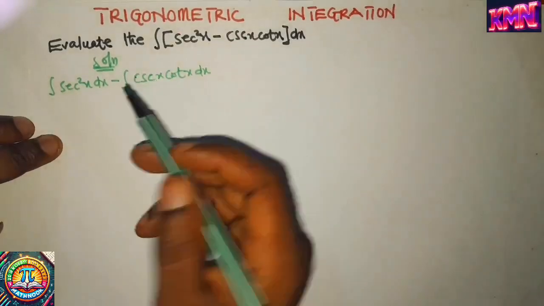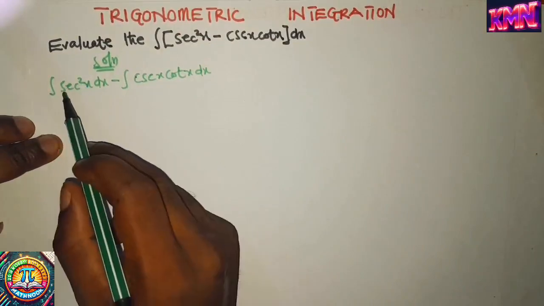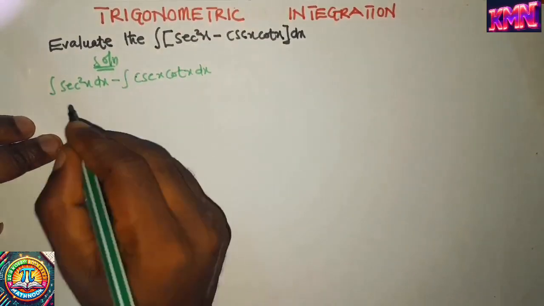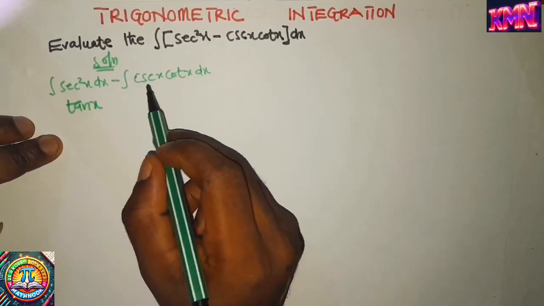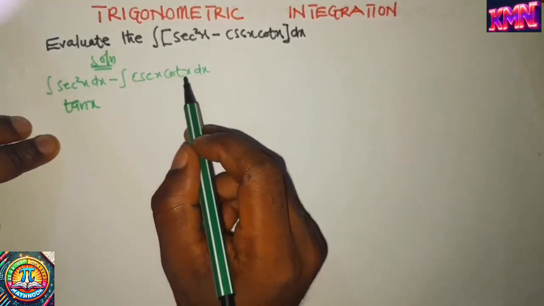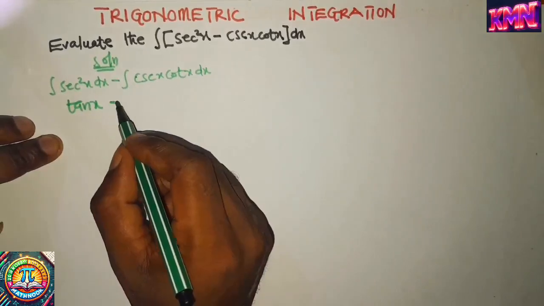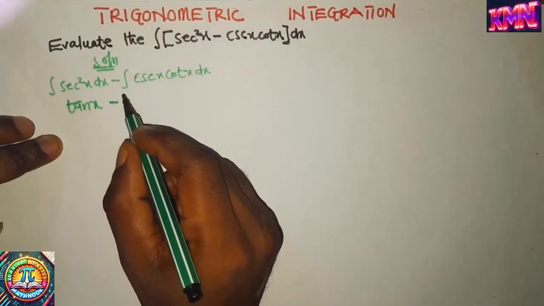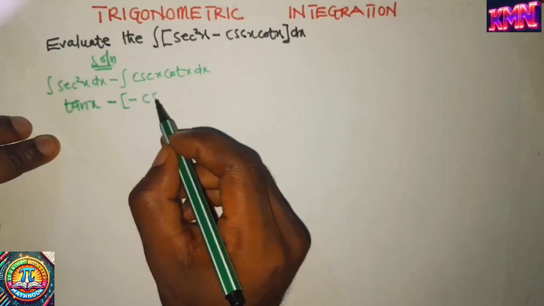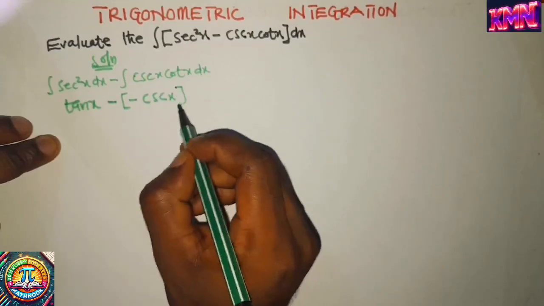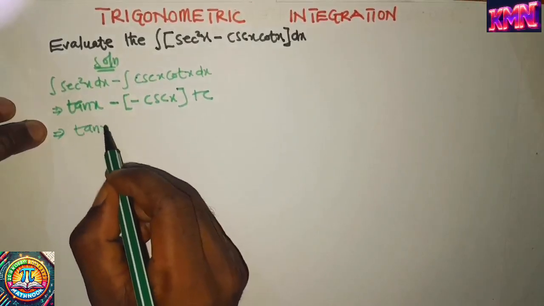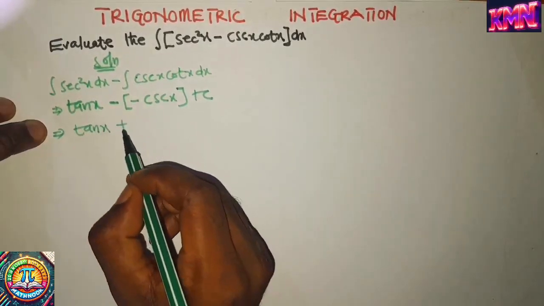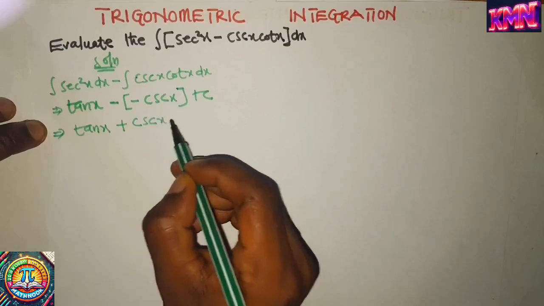dx. We learned that the integral for sec square x dx is tan x, and the integral for cosecant x cotangent x is negative cosecant x plus c, of which the answer becomes tan x plus cosecant x plus c.